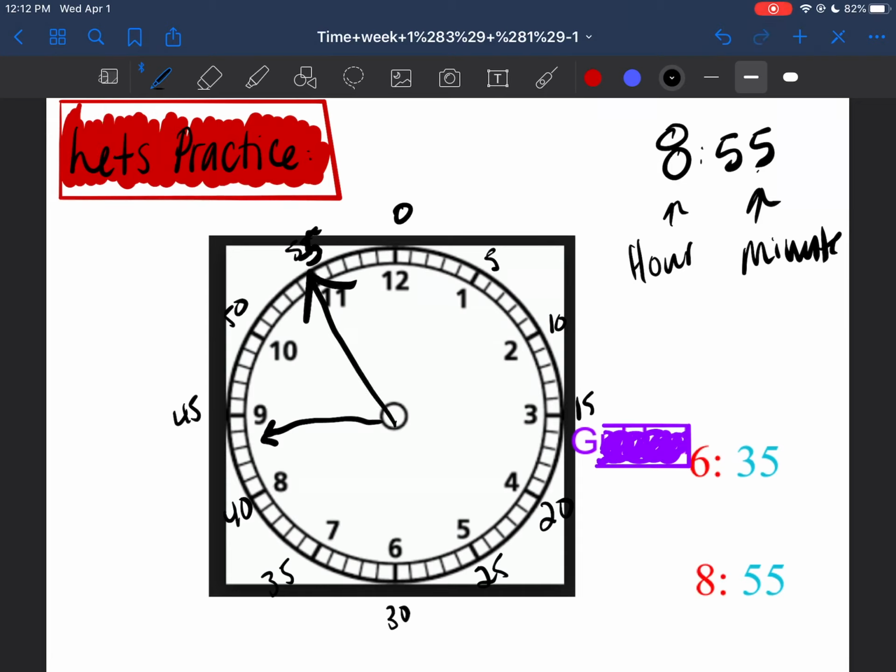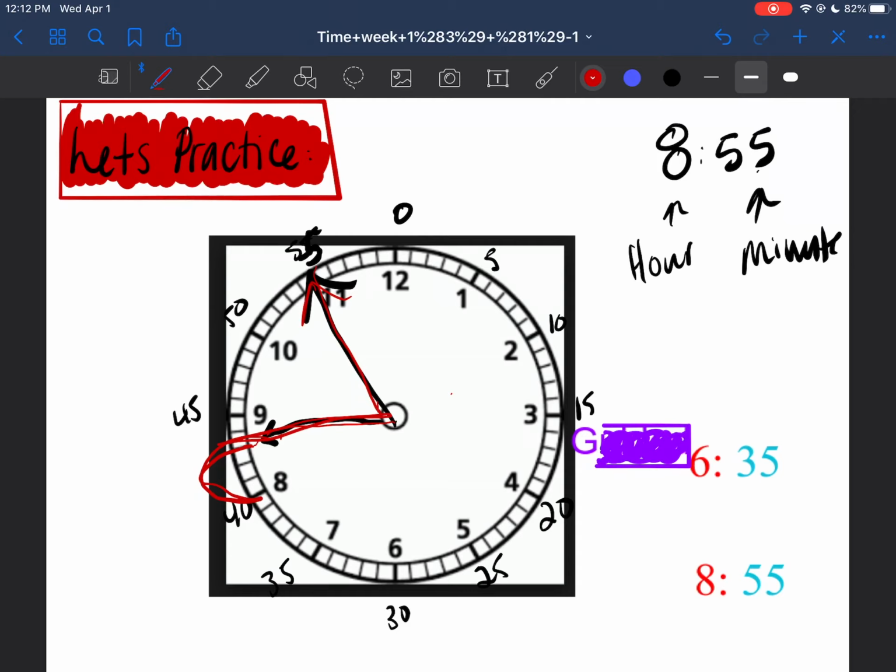This clock shows 8:55. Notice that my hour hand is almost at the 9, but it's not quite touching, so it's going to hook back to that 8 because it has not passed into the new hour. Notice my hour hand is pointing to my hour, the short hand. My minute hand is the long hand, and it's pointing to my minutes.